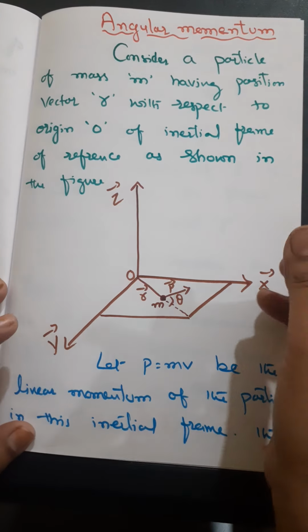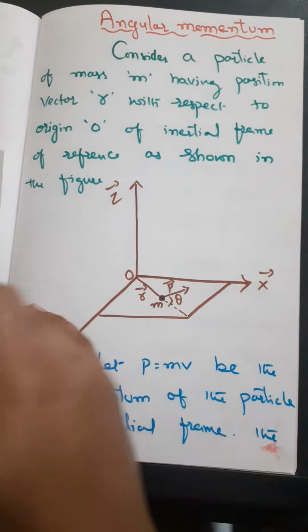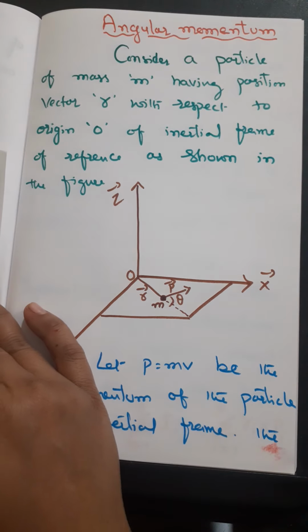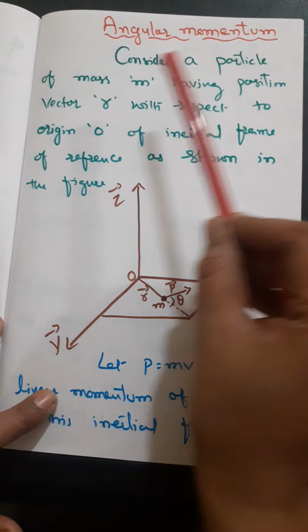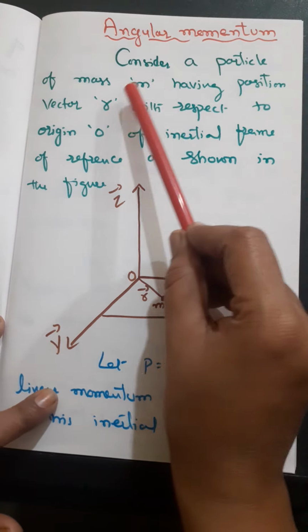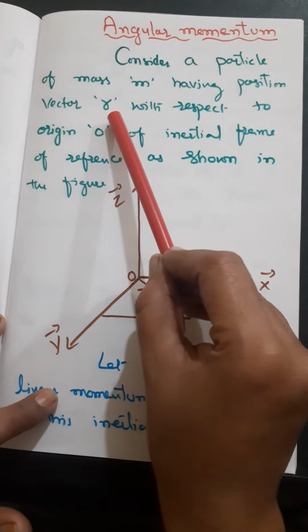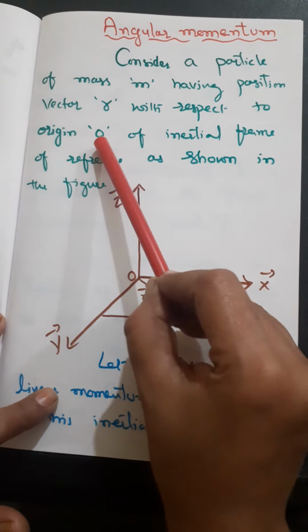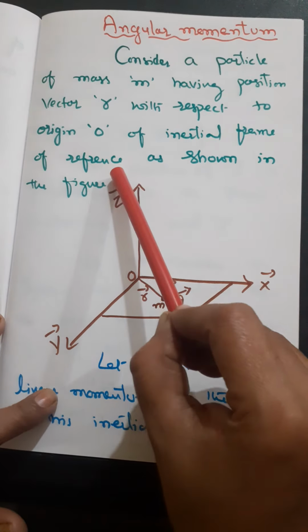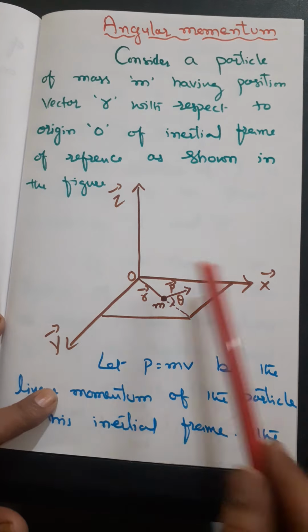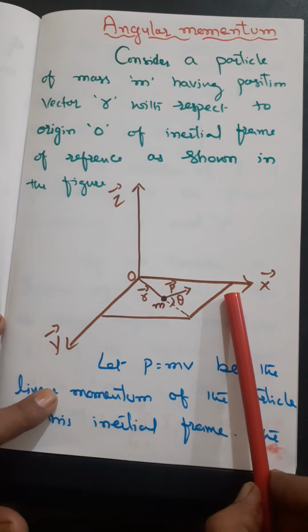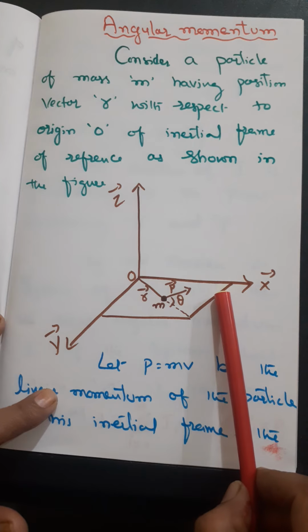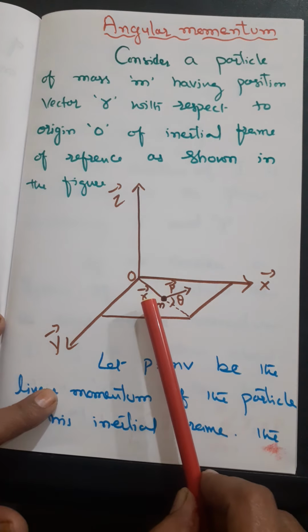Angular momentum is nothing but the product of the position vector and the linear momentum. For that purpose, consider a particle of mass m having a position vector r with respect to the origin O of an inertial frame of reference. What is an inertial frame? That is x, y, z. This is an inertial frame of reference, a frame of reference in which Newton's laws hold good.